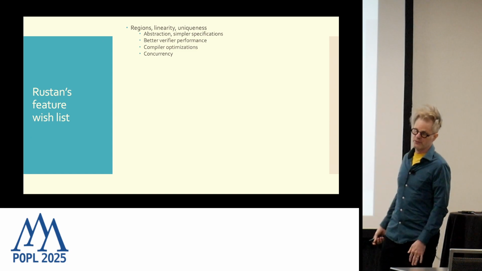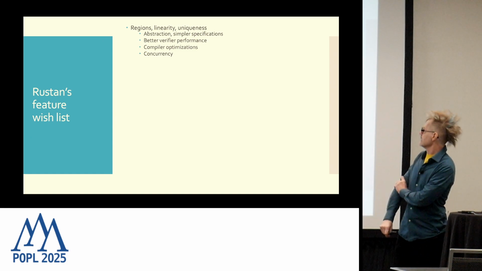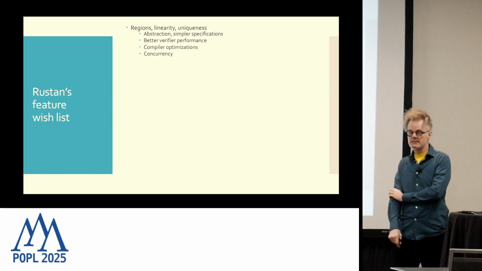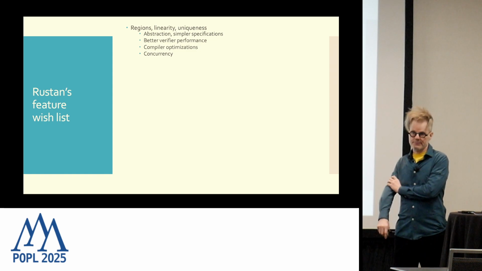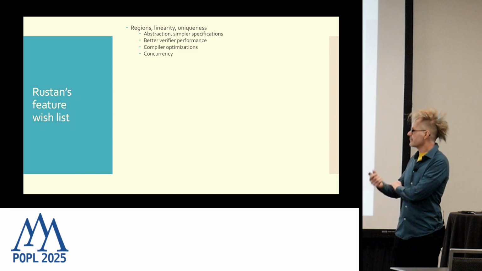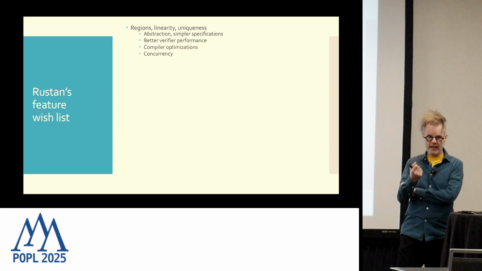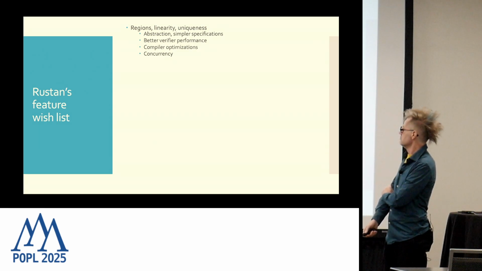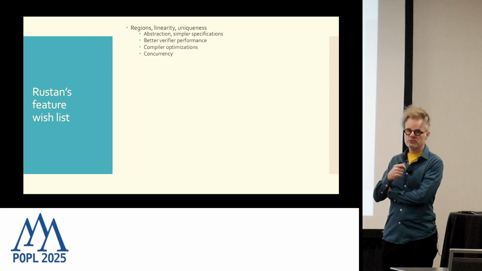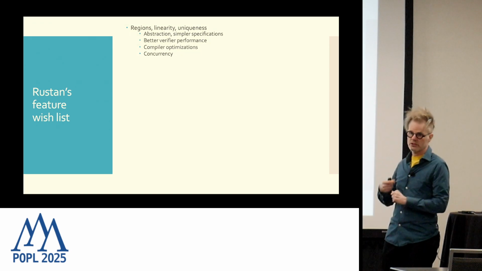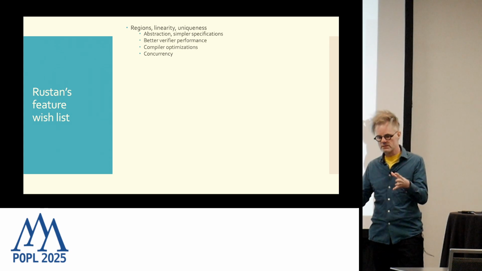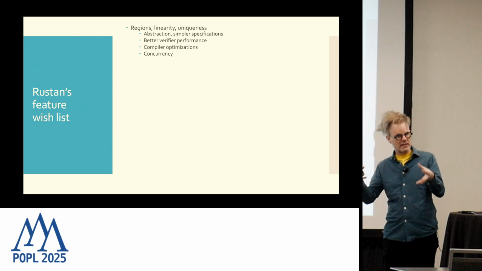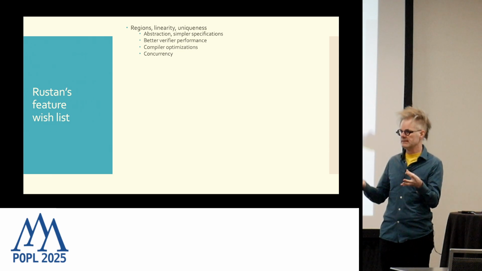Okay, so first one on my list is adding, well, what to call them, regions, linearity, uniqueness to the type system. This is something that the Linear Dafny project had done a few years ago now. I was quite inspired by the regions there. So a region is essentially, think of it as your subheap. So if you have a subheap, you can allocate things into it.